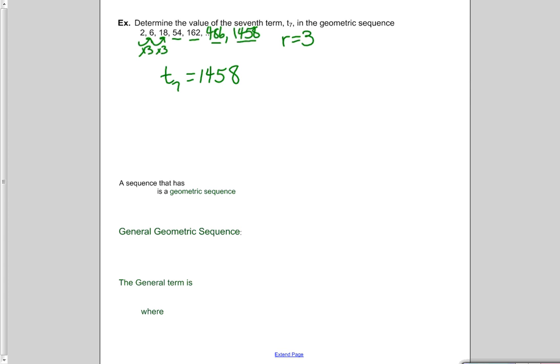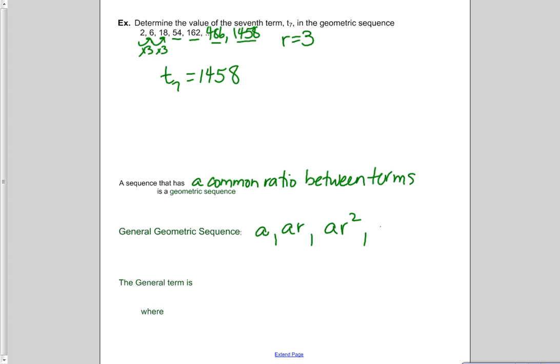Here's our summary. A sequence that has a common ratio between terms is a geometric sequence. In general, a geometric sequence looks like initial term times the common ratio, initial term times the common ratio twice, initial term 3 times, and so on. The general term is Tn equals initial value times the common ratio to the power of n minus 1.